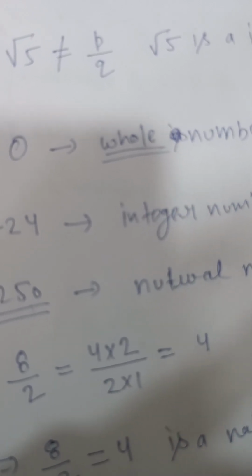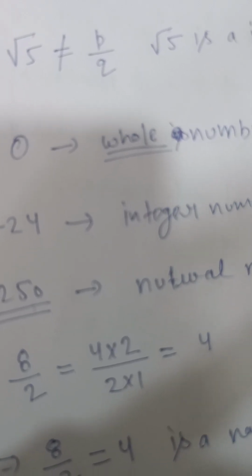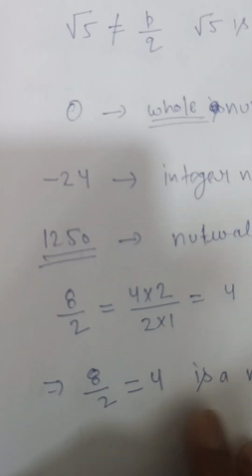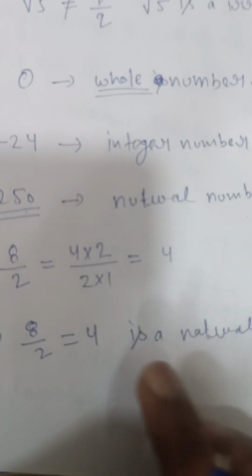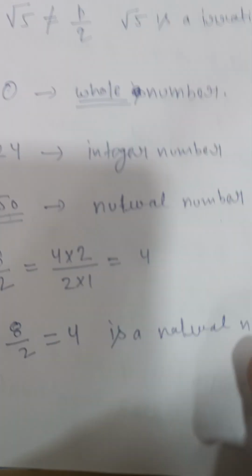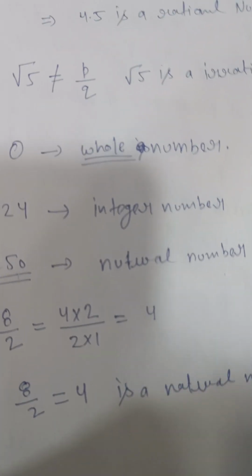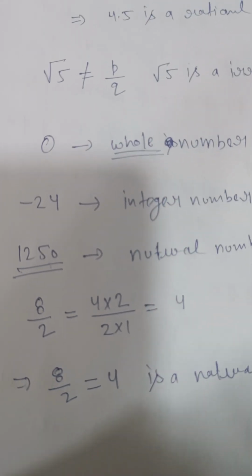It is an integer also. It is a whole number also, but the natural number set is the smallest set which contains 4. So that's why this 4 should be written in the set of natural numbers.